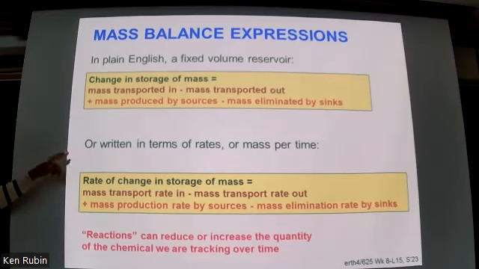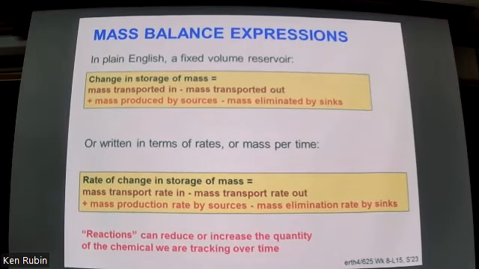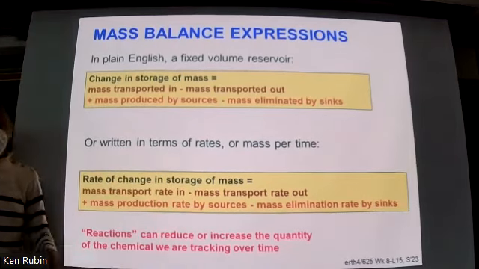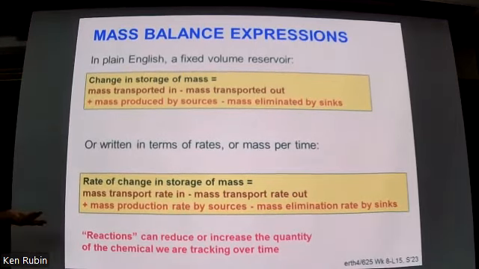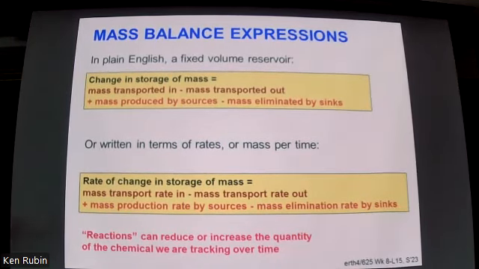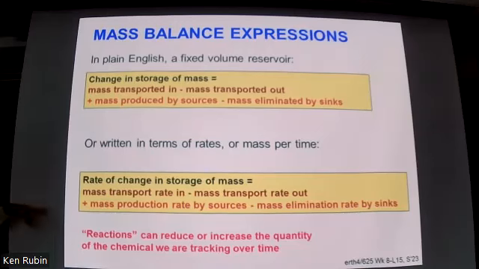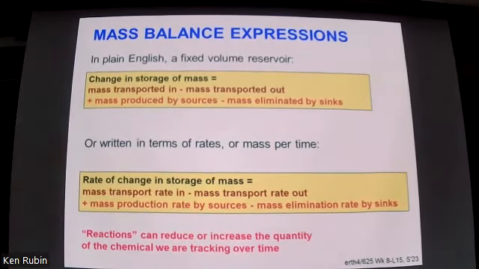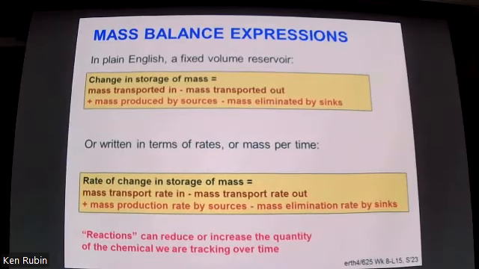You can also write this as a rate of change, which is what that equation is, which is over time, the rate of change, or the change in concentration per unit time, is just going to be a mass transport rate in and a mass transport rate out. These are fluxes. We've talked about these terms before. They're given in units of concentration per time or volume per time or something like that. Plus these production and consumption rates were also given in terms of concentration per time.